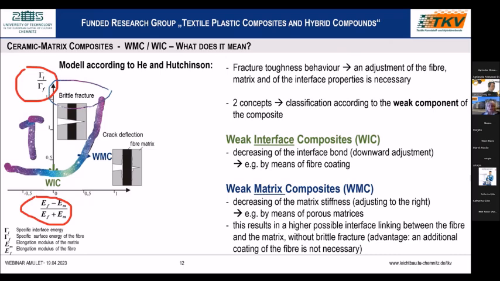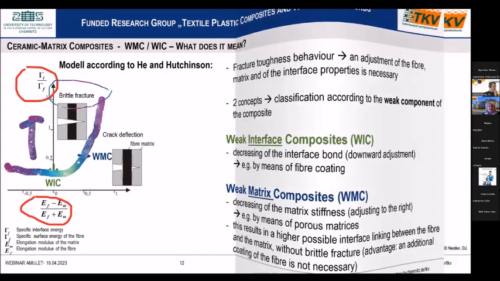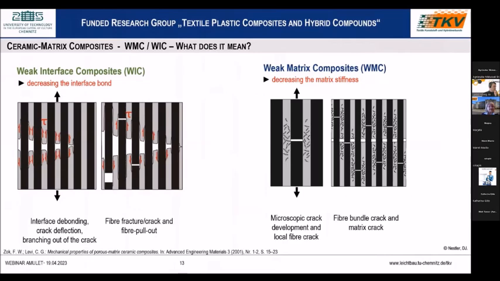And so we come to two concepts. The one concept is the weak interface composites, WIC, where I decrease the interface bond. And the other model is the weak matrix composites, WMC. There I have a weak matrix, decreasing the matrix stiffness. What you see here in this picture, the WIC model and the WMC model. Often there's also a combination of these two concepts.